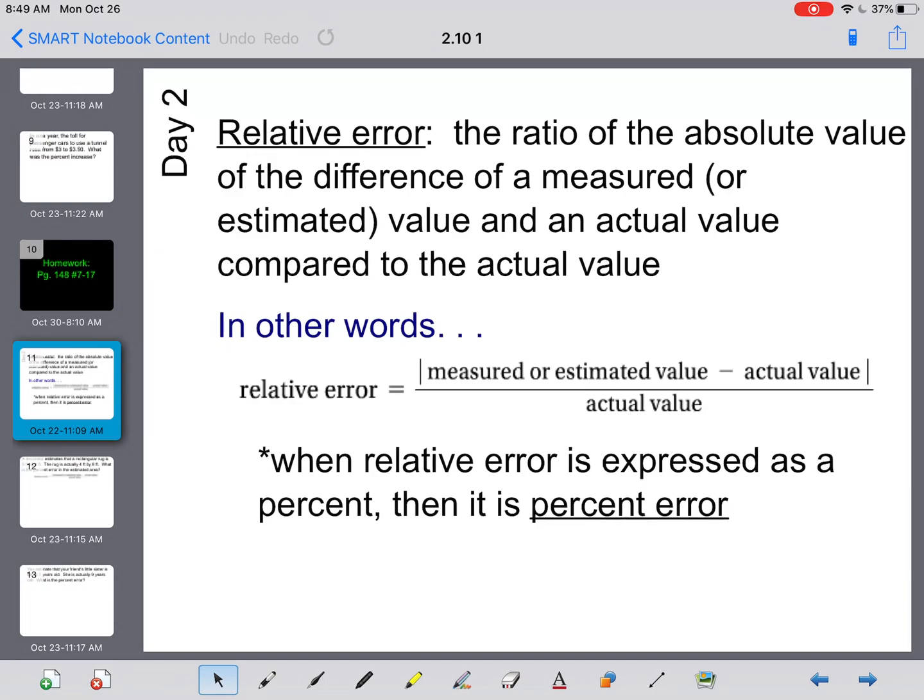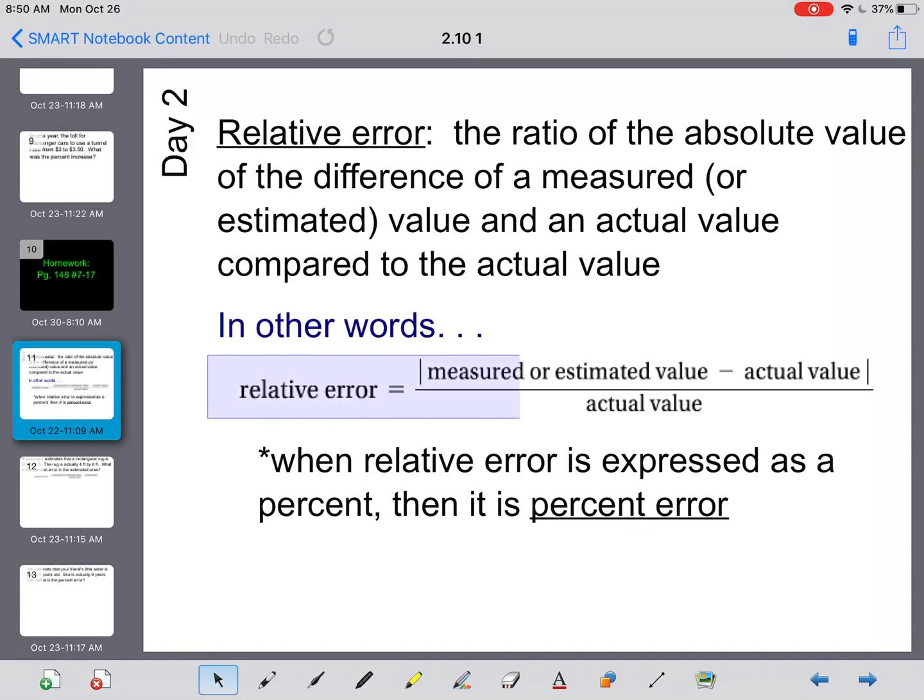Day 2 of Chapter 2, Section 10 is about relative error, which is very similar to finding percent of change. They just use some different words. So vocab: relative error is the ratio of the absolute value of the difference of a measured or estimated value and an actual value compared to the actual value.